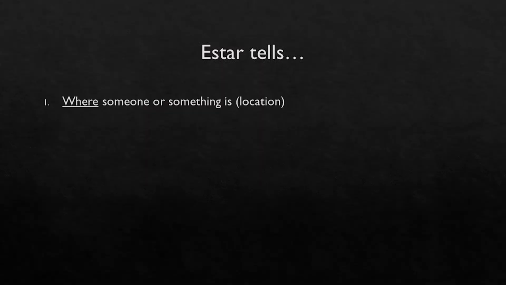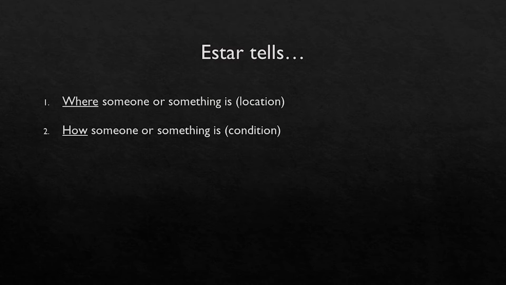The verb estar is used in a number of very specific ways. You will learn two of those in this lesson. First of all, the verb estar describes where something or someone is, that is, its location. Secondly, it's used to tell how someone or something is, that is, the state or condition of an object or a person. And we'll see some examples of how this works.